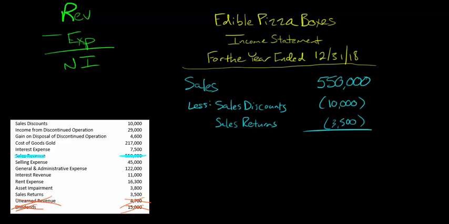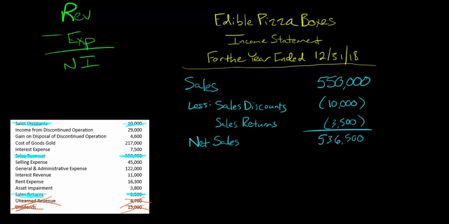So when we subtract those, that gives us 536,500, and this is our net sales. Net sales. That makes sense, right? If we gave discounts or people return products, we should subtract that out. What we really care about is net sales. Now, let me just cross these out, make sure we don't double count anything here.